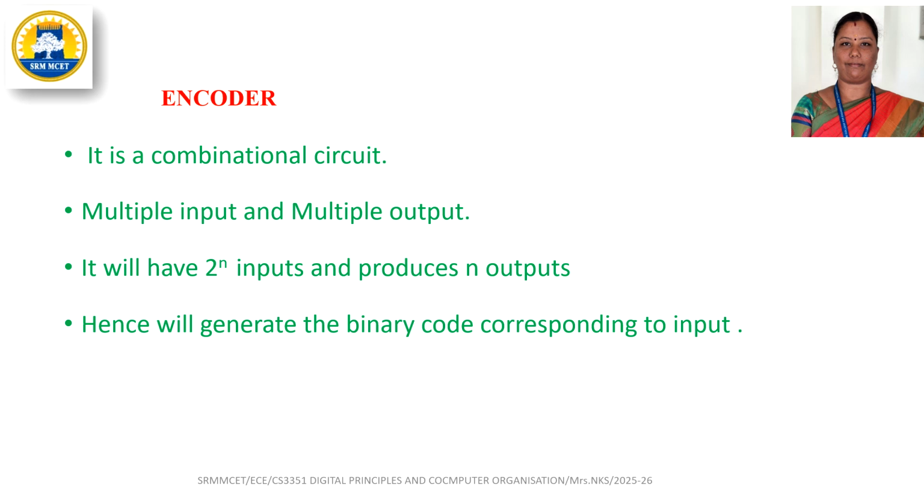So what is an encoder? An encoder is a combinational circuit. It will have multiple inputs and multiple outputs. In general, the encoder will have 2 power n input lines and will produce n outputs. Generally we can say the encoder will generate the binary code corresponding to the input.